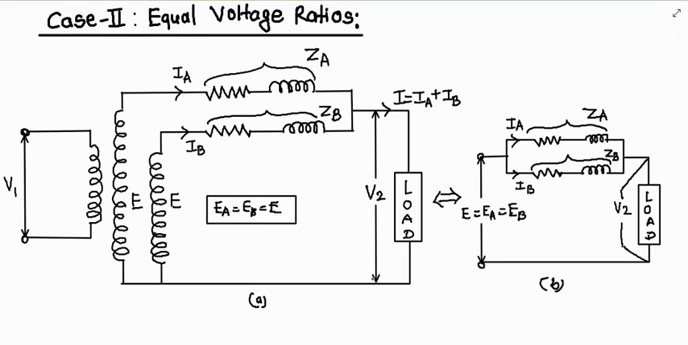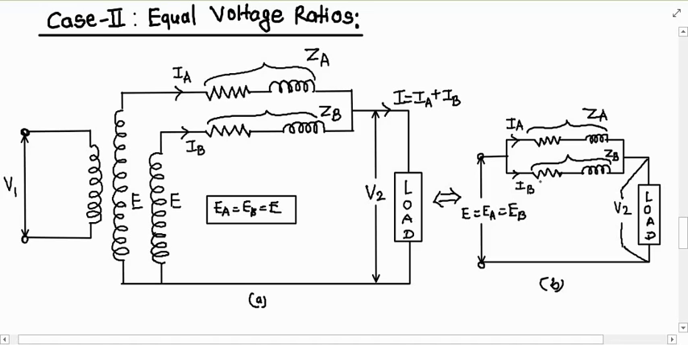From both figures A and B, it is seen that they represent two impedances in parallel. ZA is connected in parallel with ZB, considering all values with respect to the secondary. So let ZA and ZB be the impedances of transformer A and transformer B, and IA and IB be their respective currents. V2 is the common terminal voltage and I is the total or combined current. So this will be your I in this figure, the current through the load.